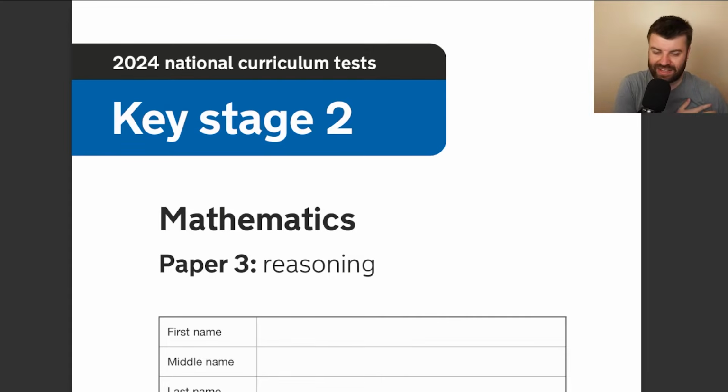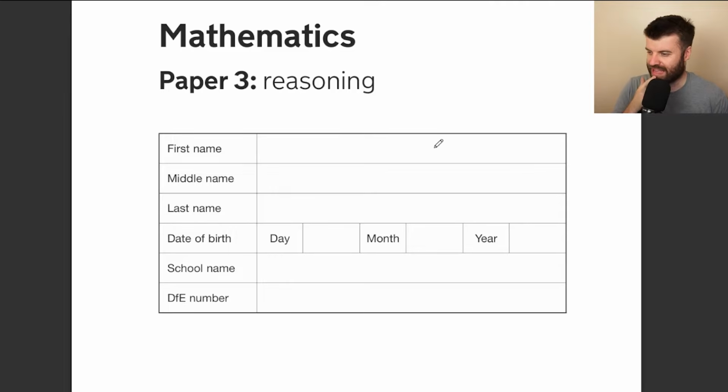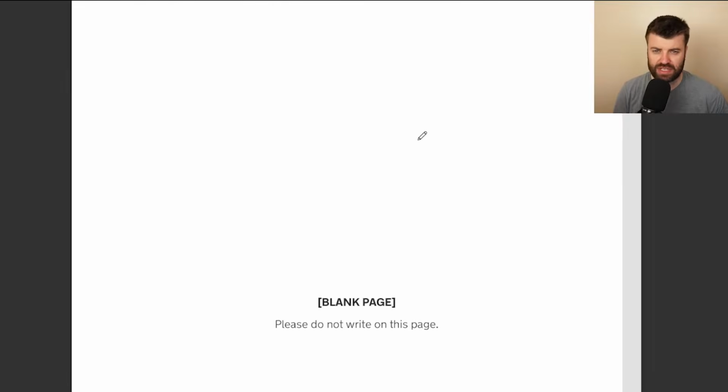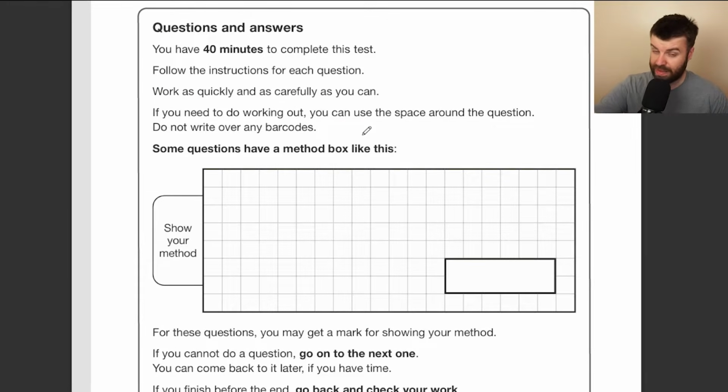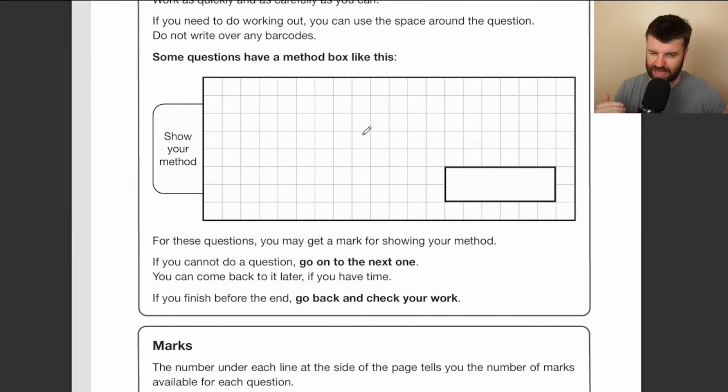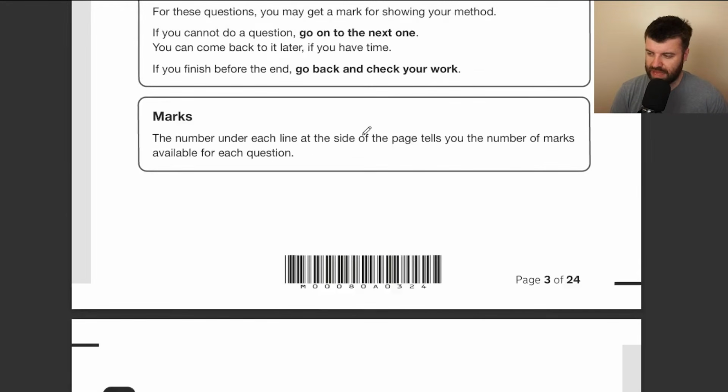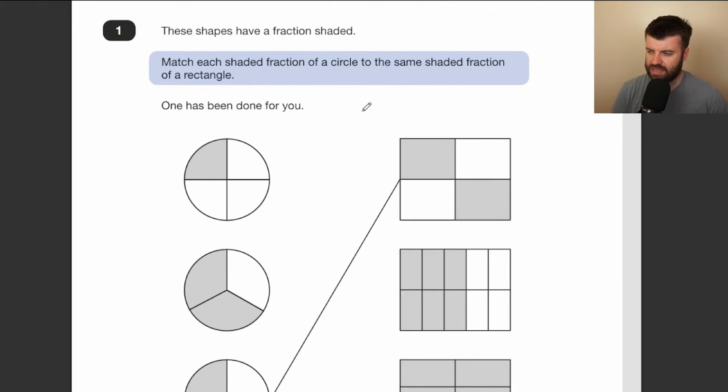Anyway, let's take a look at this paper 3 reasoning and the real reason why we're here. So, like I said, we've looked at the arithmetic already. We've looked at paper 1, which was pretty tricky. I must say the paper 1 for reasoning rather, so I guess paper 2 technically. But the first reasoning paper was tricky, and I think this paper was a little bit more straightforward. But let's find out. These shapes have a fraction shaded. Match each shaded fraction of a circle to the same shaded fraction of a rectangle. One has been done for you.